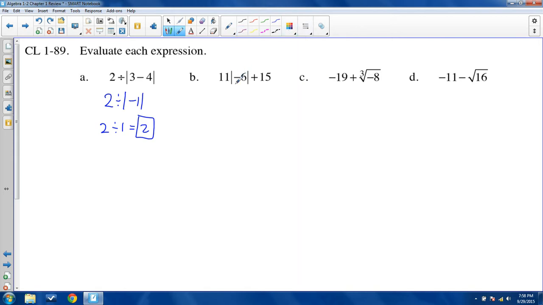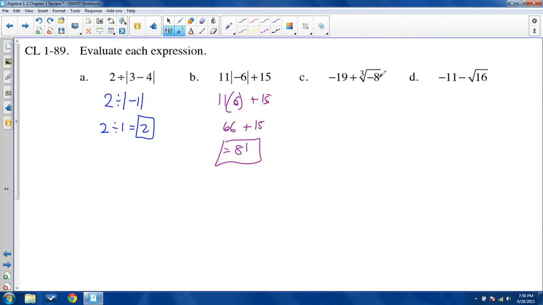B, once again, there's an absolute value, and once again, they also are like parentheses where I'm going to take the absolute value of negative 6, and that's 6. So what does this turn into, 11 times 6 plus 15? These are like parentheses, and like parentheses, that is like multiplication. So I'm going to do 11 times 6 first. That's 66. 66 plus 15 is 81. That's the evaluation there. Okay, C, negative 19 plus the cube root of negative 8.